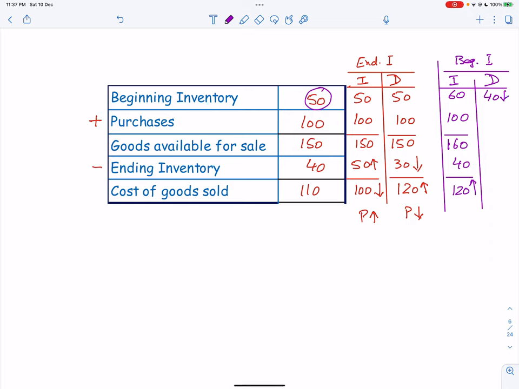So purchases are 100. So the goods available for sale is 140 now. We have ending inventory of 40 and the cost of goods sold will be 100. So there is a decrease in the cost of goods sold.